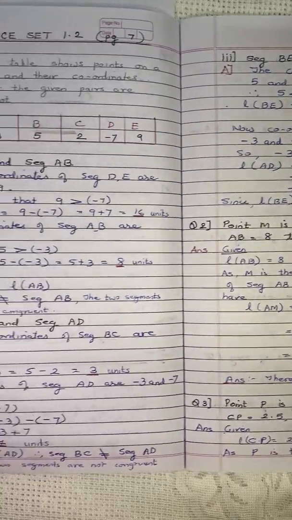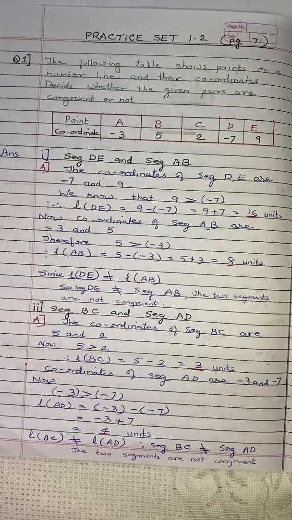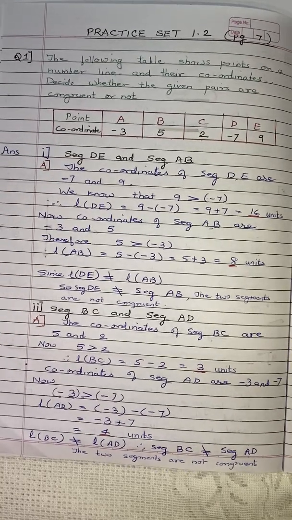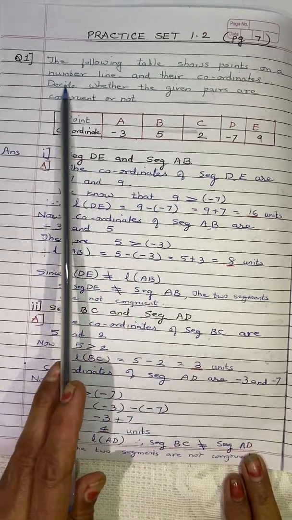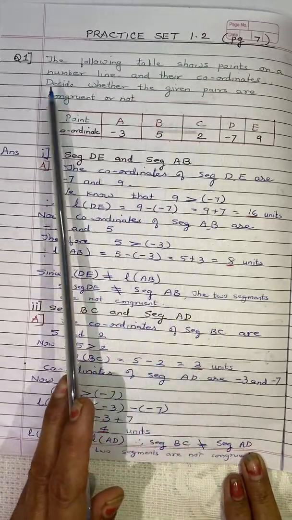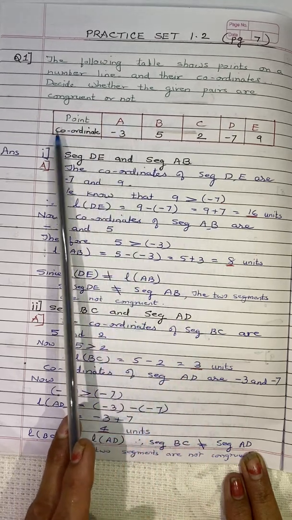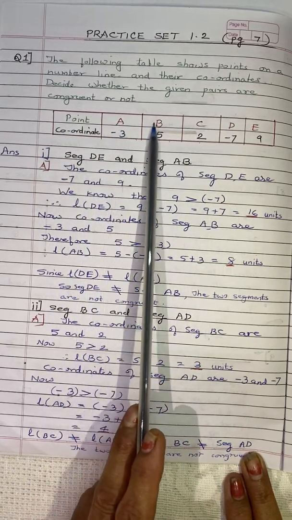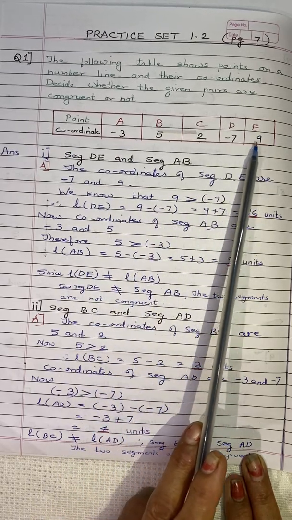Let's begin with practice set 1.2. The following table shows points on a number line and their coordinates. Decide whether the given pairs are congruent or not. Now points A, B, C, D, E and the coordinates they have given us are -3, 5, 2, -7 and 9.